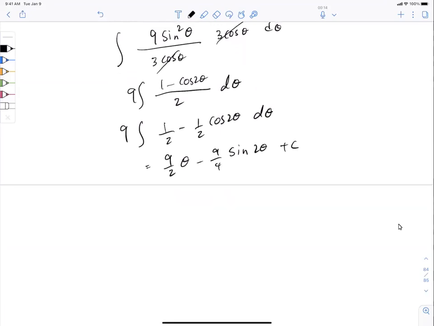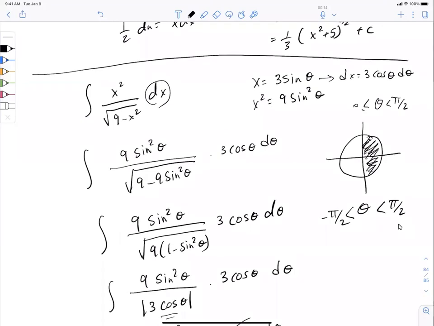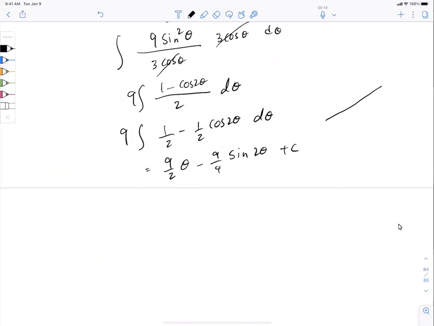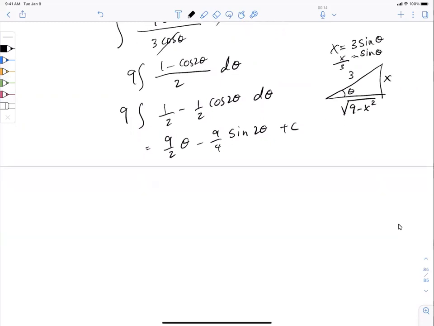But now I have to remember what theta represented. x is 3 sine theta. So if I have a triangle, and almost always you draw a triangle for these, and this is my theta, x is 3 sine theta, or sine theta is x over 3. So x over 3 is sine, opposite over hypotenuse, and then the adjacent would be the square root of 3 squared minus x squared. So theta obviously is going to be sine inverse of x over 3.